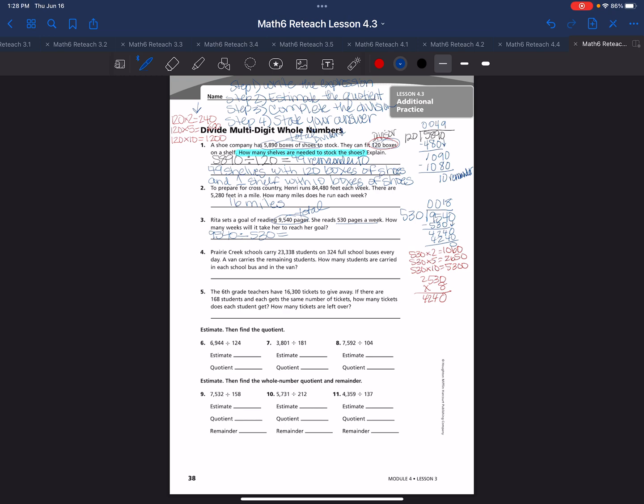So I need to now make sure I state my answer to the problem. It says, how many weeks will it take her to reach her goal? It will take her 18 weeks.